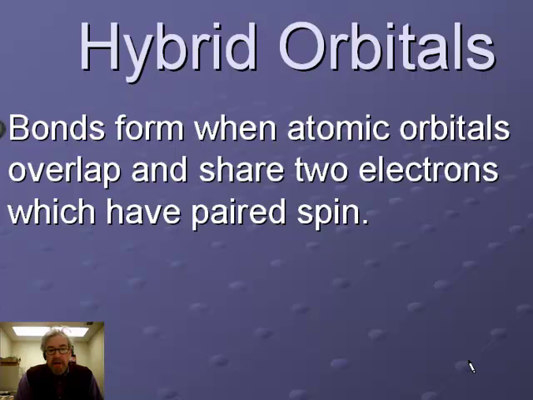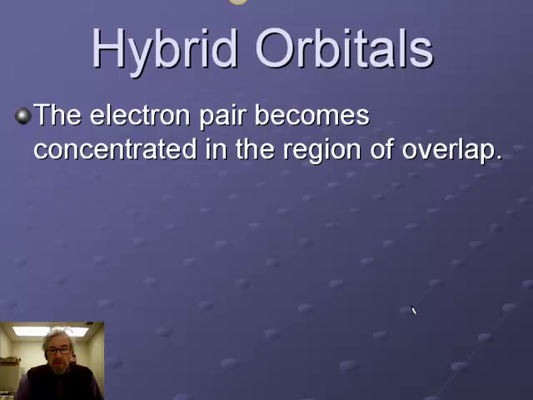The basic idea is that bonds form when atomic orbitals overlap with each other, and then they share the two electrons, each from a different atom, that have a paired spin, so one spin up and one spin down. The result is that the electron pair that's shared has its probability density, or its likelihood of being found, concentrated in the region of overlap, in the region between the two nuclei that are being bonded to each other.